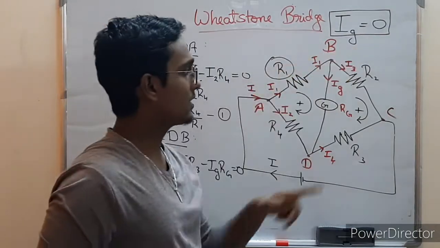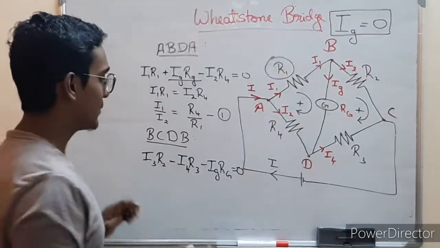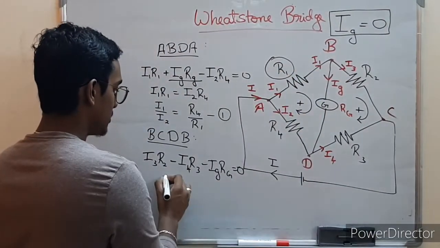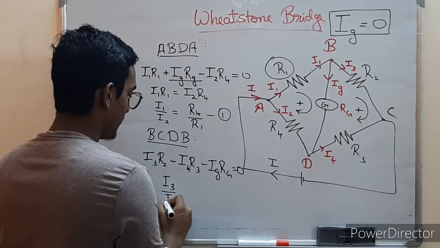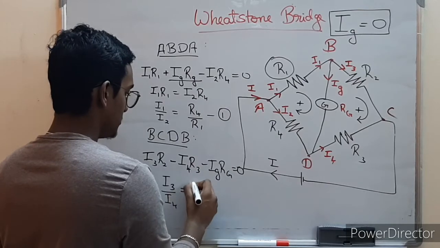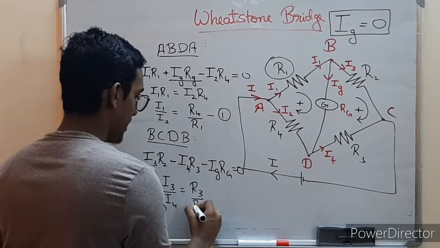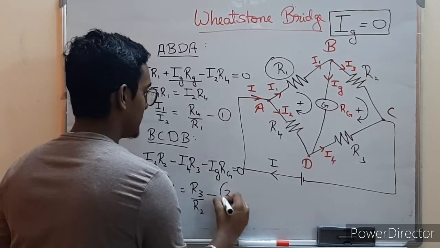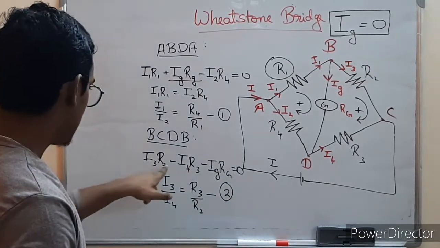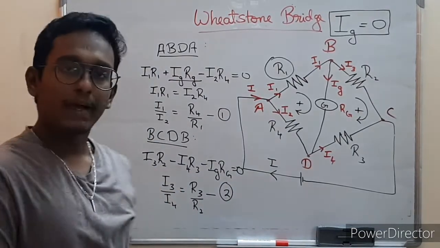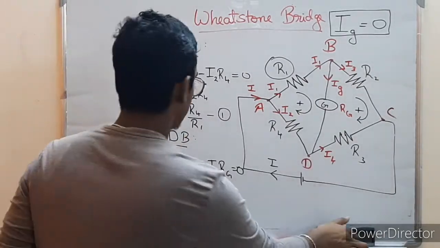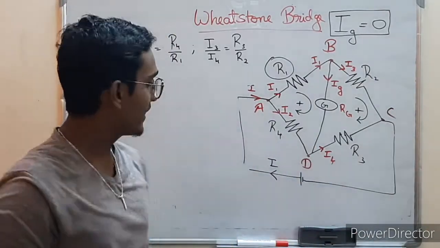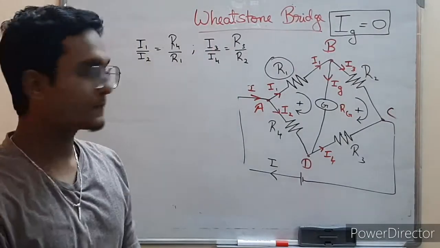Again, the same assumption, current flowing through the center point is 0. So this becomes 0. So you get I3 by I4 equal to R3 by R2. This is our second result. Okay, now let me write these two results and we can continue. So we have these two results.